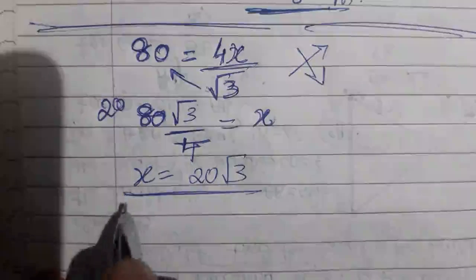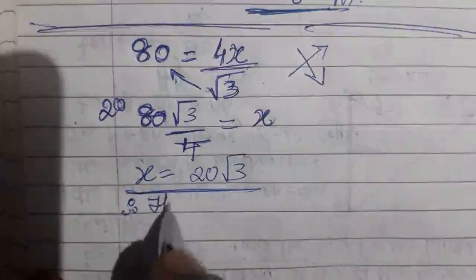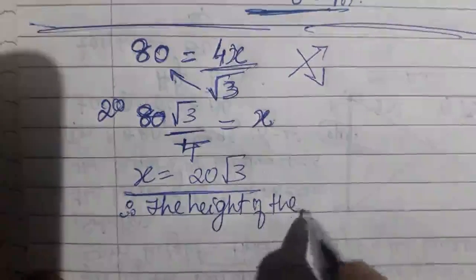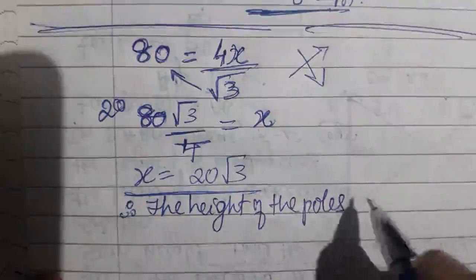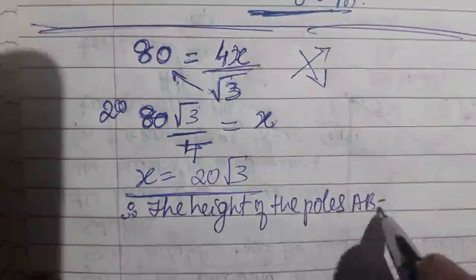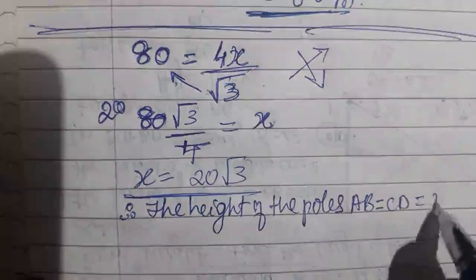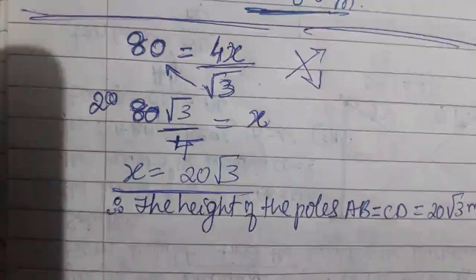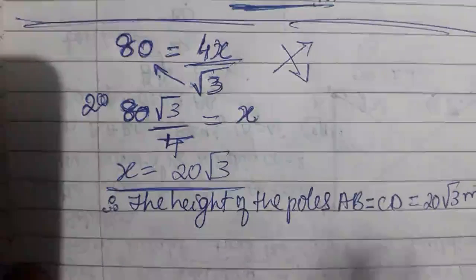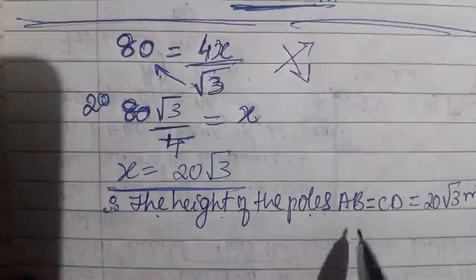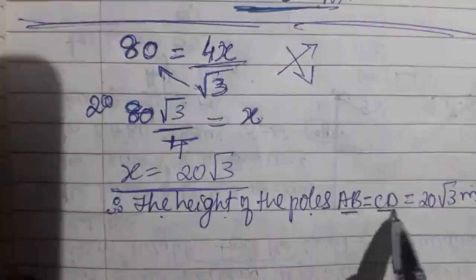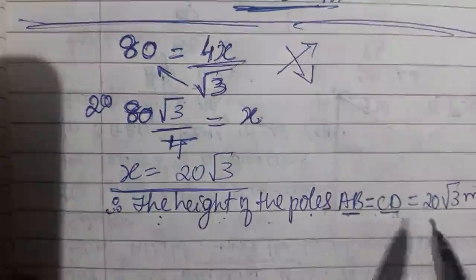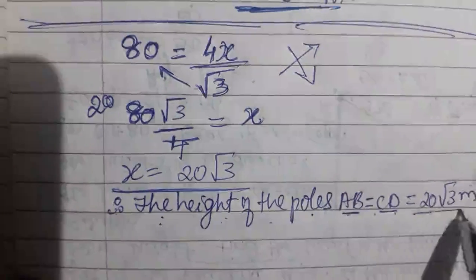So therefore, what I can say? The height of the poles AB is equal to CD is equal to 20 root 3 meter. The height of the poles, we have taken both the poles are equal. That is what is given in the question. So the height of the poles AB is equal to CD is equal to 20 root 3 meter.